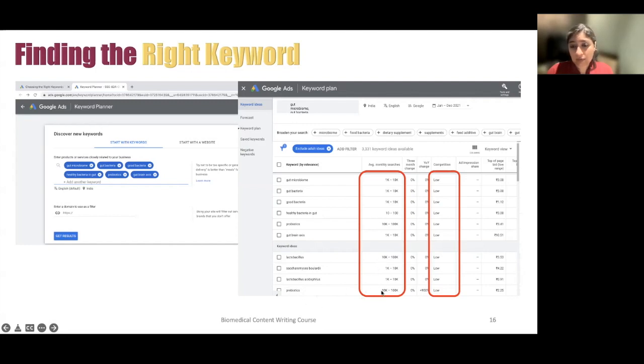Right. At the same time, you have prebiotics, which is a good word to use, and lactobacillus, again, which has low competition. So these give you ideas as to what more you can write about and what words you can incorporate in your content to get it more seen.